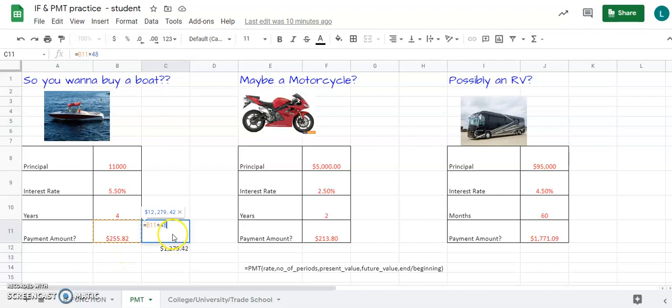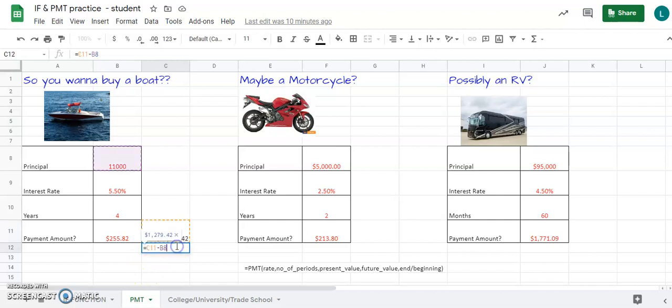So if I click here, notice what I did. I took V11, which is my payment amount, that $255.82, and I multiplied it by 48. 48 months. I'm going to pay $255 for 48 months. That's 4 years. 12, 24, 36, 48. So really, I paid $12,279.42 for that boat. I didn't pay $11,000. I paid $12,000 because I had to pay the bank back the interest that they charged me for loaning me that $11,000 up front so I could tow my boat home that day.